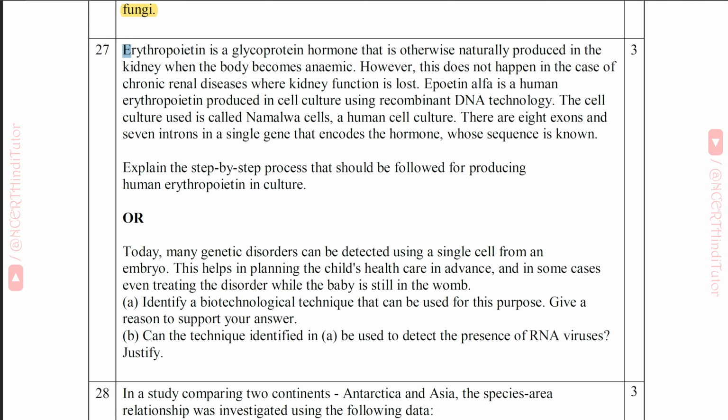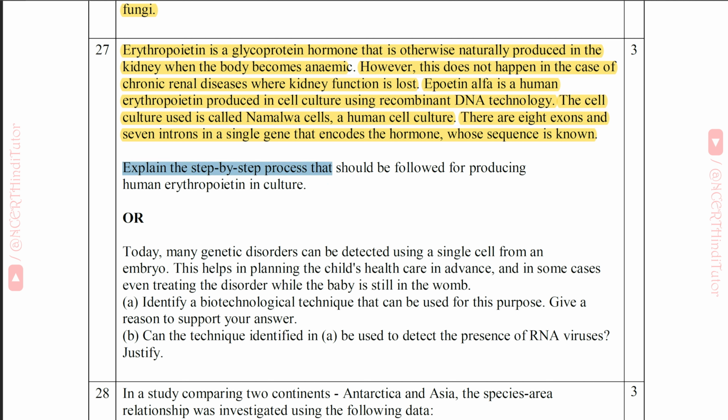Question 27. Erythropoietin is a glycoprotein hormone that is naturally produced in the kidney when the body becomes anemic. However, this does not happen in the case of chronic renal diseases, where kidney function is lost. Epoetin alfa is a human erythropoietin produced in cell culture using recombinant DNA technology. The cell culture used is called Nalm-6 cells, a human cell culture. There are 8 exons and 7 introns in a single gene that encodes the hormone, whose sequence is known.